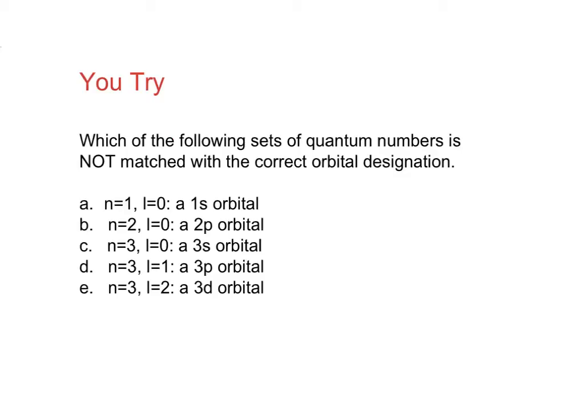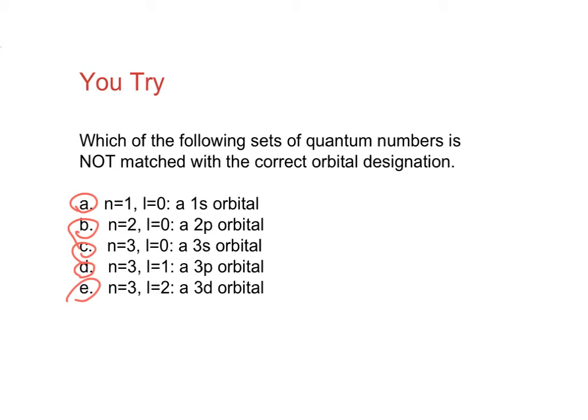Here's one for you to try. I would suggest turning off the video and tell me which of these combinations of quantum numbers, A, B, C, D, or E, is not possible. You've got to go over the rules and tell me which one isn't possible. So turn it off, try to do it yourself, and then come back and I'll go through it with you.